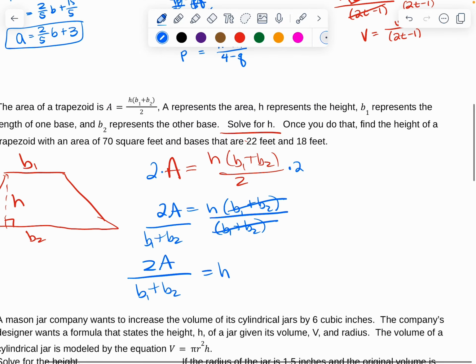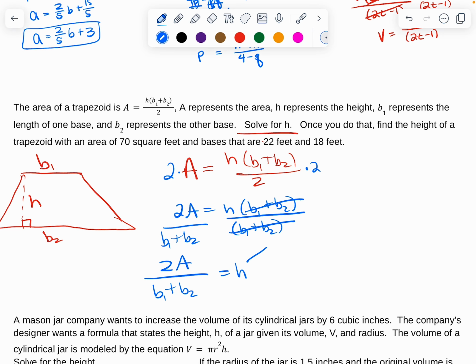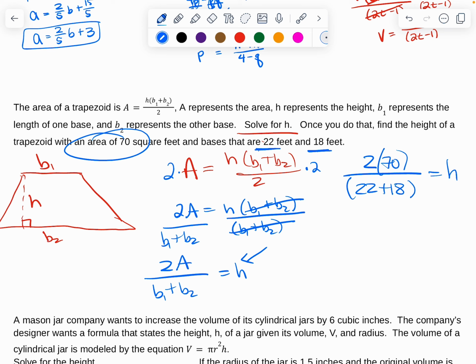Now, what's the whole point of doing that? Because look at this next statement. It says, once you do that, find the height. Well, isn't that what we did? We found the height of the formula. It gives us an area of 70, so the area is 70, so 2 times 70 over, then it says one of the bases is 22, the other base is 18. So 22 plus 18 is equal to the height.